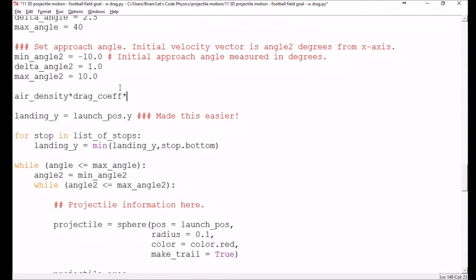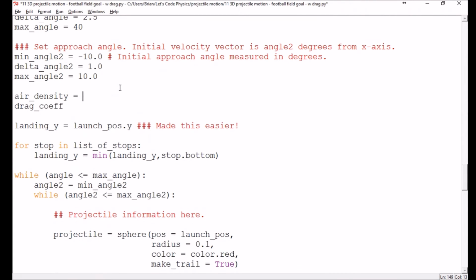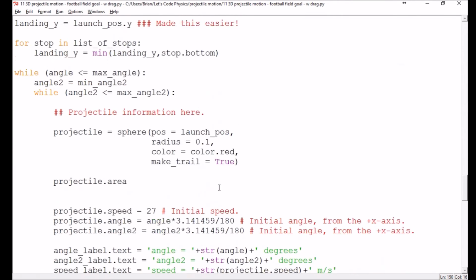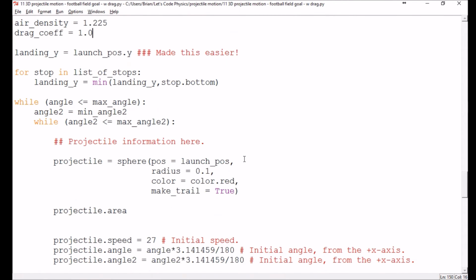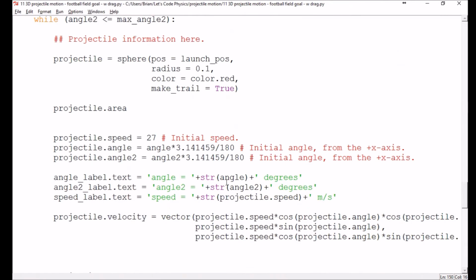Let's put this information up here. So let's go with air density. Let's make this take place in the real world, 1.225. Drag coefficient, this is the thing we'll be changing. Let's start out with a drag coefficient of 1. I didn't bother looking up what it is for a football, because we're not going to size this thing to be a football. But we'll just take a look at different values. Actually, a drag coefficient of 1 is not terribly unreasonable.